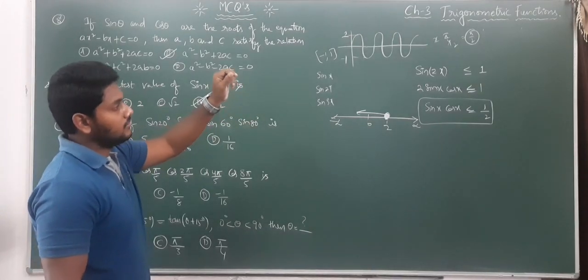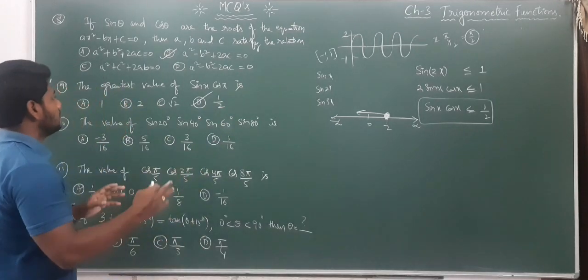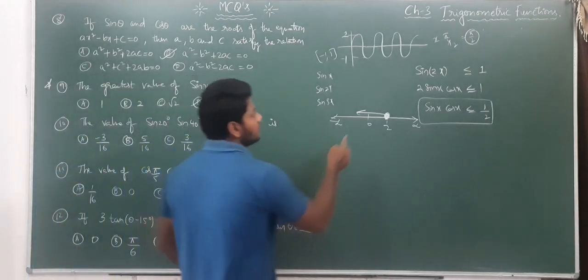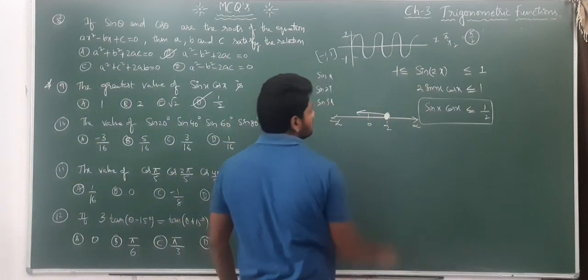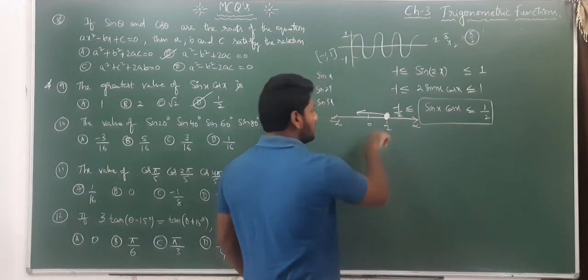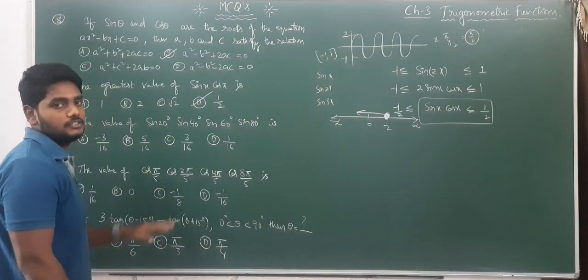First of all, you write the range for the greatest value, and also if they ask for the lowest value, what may be the lowest value? You need to consider greater than or equal to minus 1. So greater than or equal to minus 1. That 2 you send this side, it will be greater than or equal to minus 1 by 2. So minus 1 by 2 will be the smallest value for sin x into cos x.